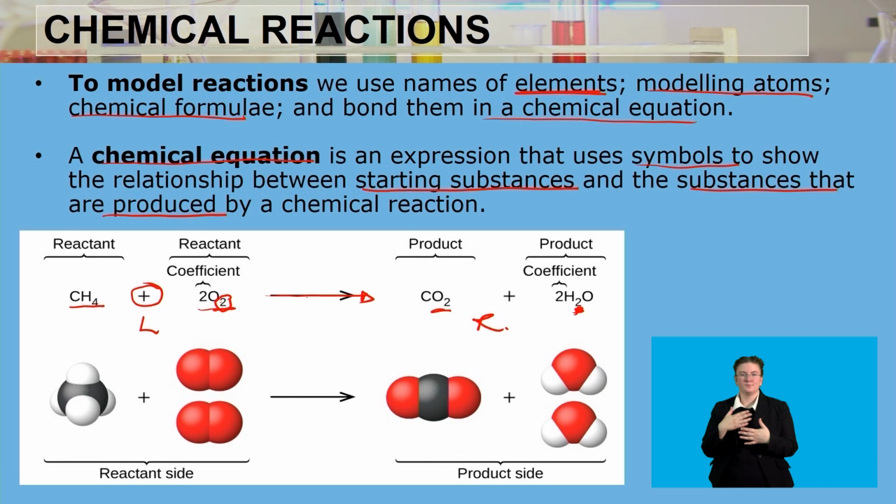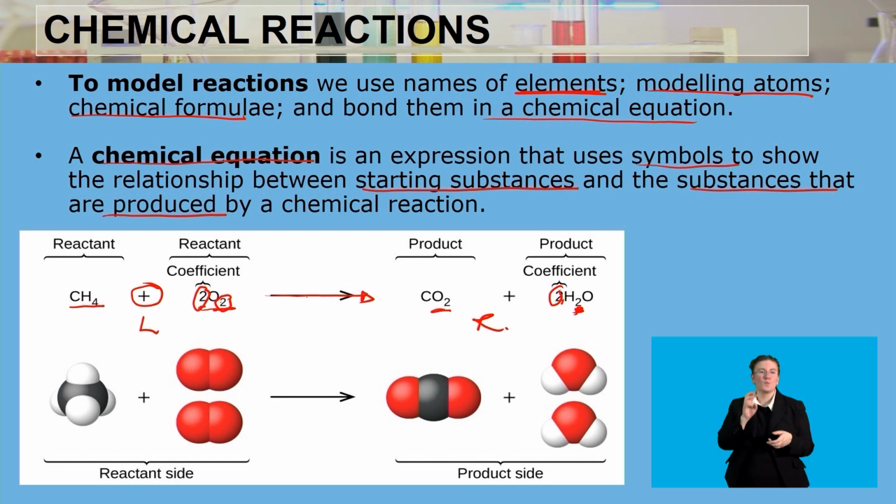However, there's still another number, which is the coefficient, the big 2 that is written on the left-hand side, at the beginning of the chemical formula. That 2 tells us how many molecules of oxygen we have. The 2 on the right-hand side tells us how many molecules of water we have.